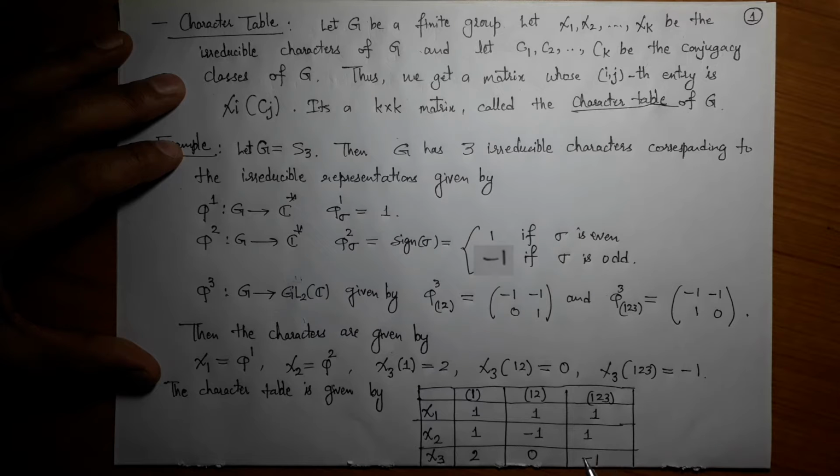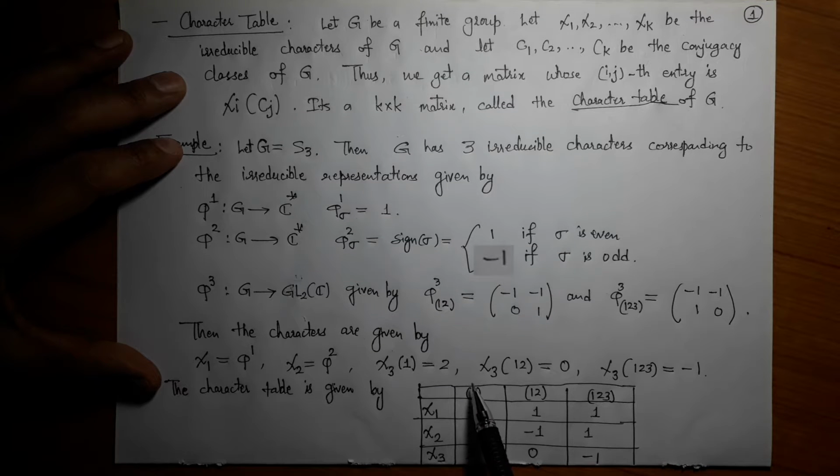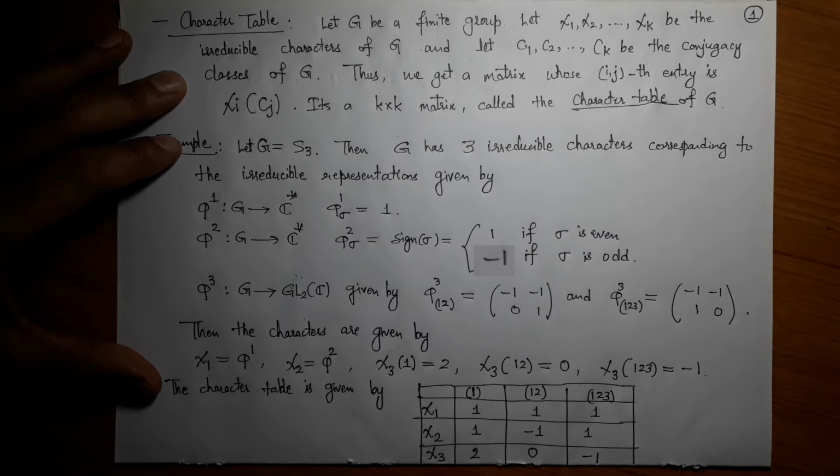Let's make an important observation here. Observe the columns of the character table. If you view each column of the character table as an element of C3, the 3-dimensional complex vector space equipped with the standard Hermitian inner product, then any 2 columns are orthogonal with respect to it. The inner product of the first and second column is 0, of the second and third is 0, and of the first and third is 0. In fact, this is a general fact.